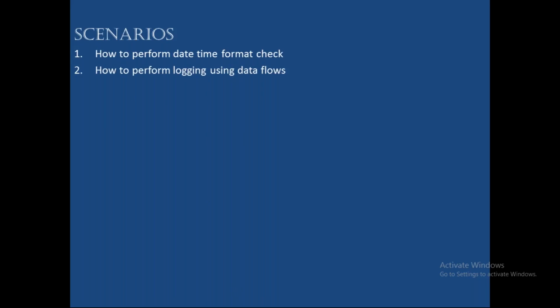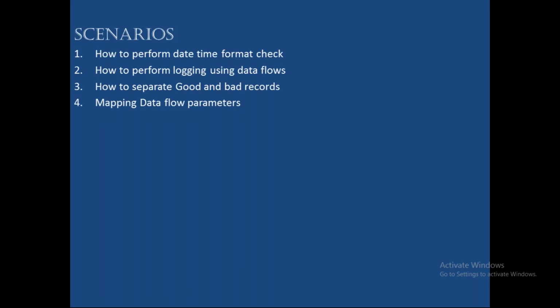Next, we are going to see how to perform logging using data flows, how to collect the logs and how we can store them in a file or table. Next, we are going to see how to separate good and bad records. You already know we have used conditional split to separate good and bad records. But today we need to identify the bad records based on the format of the date column.